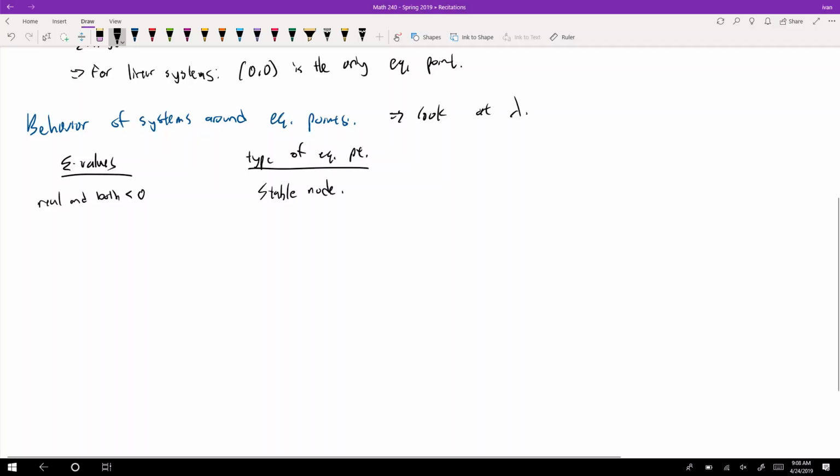What about if we have two real and both greater than 0? Since the eigenvalues are greater than 0, we're going to get an unstable node. How about real and opposite sign? We have real eigenvalues, but one's positive and one's negative. Now you get a saddle point. All right, pure imaginary, so a plus bi, but a is 0. We get a stable center.